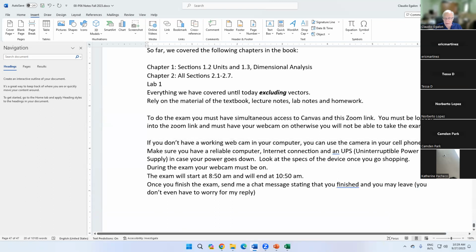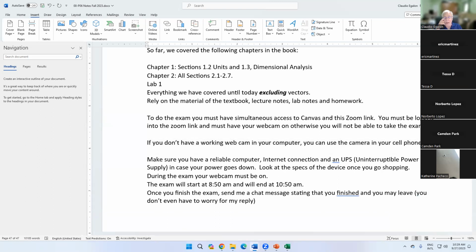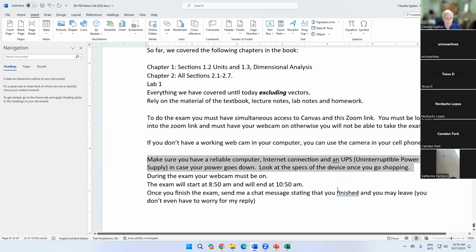If you don't have a working webcam in your computer, you can use the camera of your cell phone. In this case, you will be connected to Canvas through your computer, and then you will connect your cell phone to the Zoom link and turn on the webcam in the cell phone.